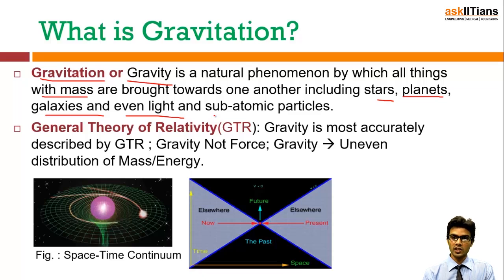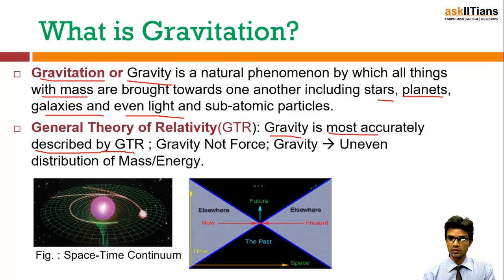So there are some theories which explain gravitation. The first one is the general theory of relativity, explained by Albert Einstein. According to the general theory of relativity, gravity is most accurately described. So gravitation can be defined in two ways: the first one accurately and the second one approximately.